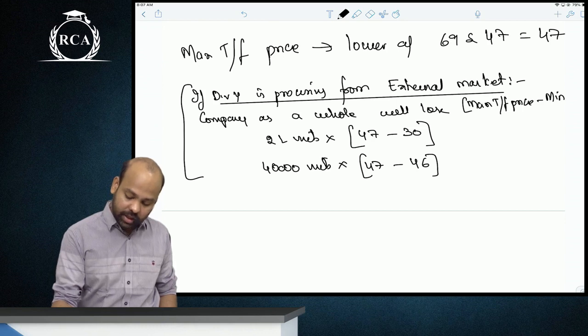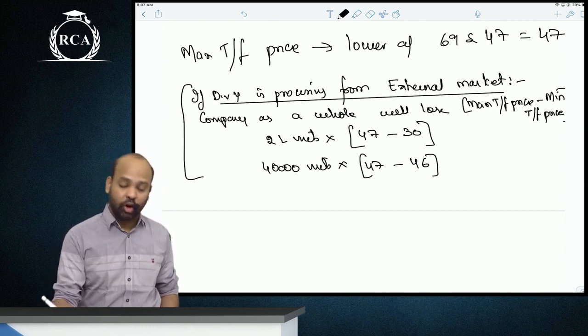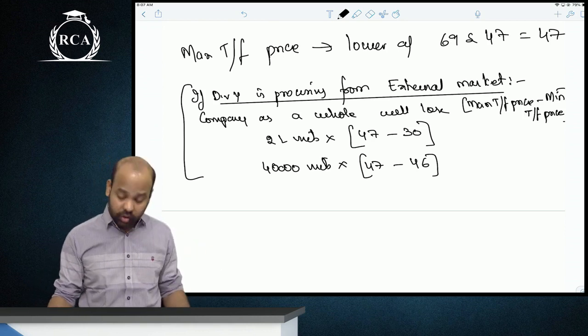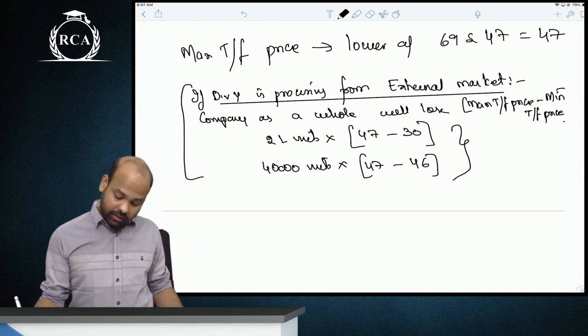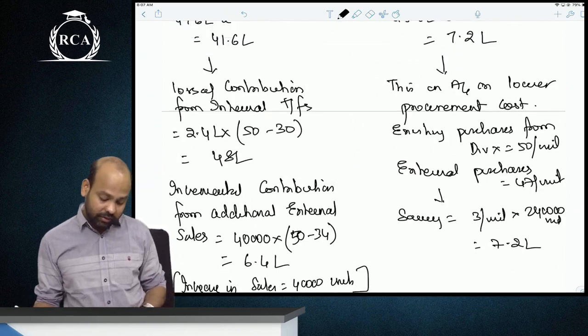Maximum transfer price is your external supplier price. Minimum transfer price is the opportunity cost, your relevant cost of manufacturing. 2 lakhs into 17, 34.4 lakhs. Isn't this the answer that we wrote in the previous bit?